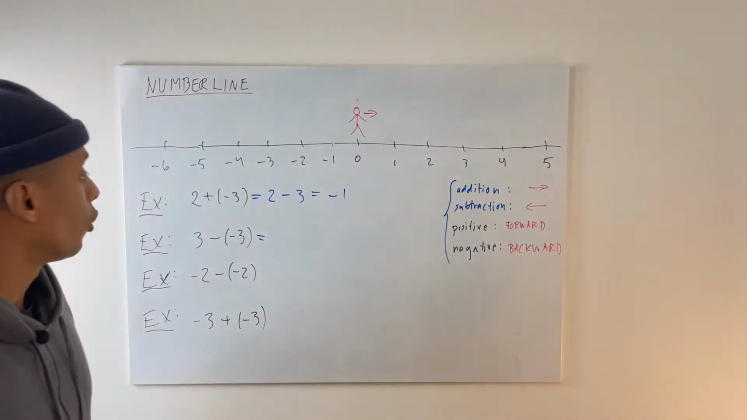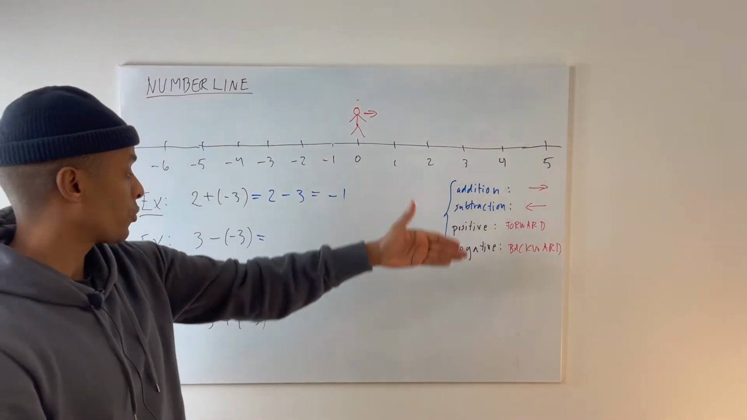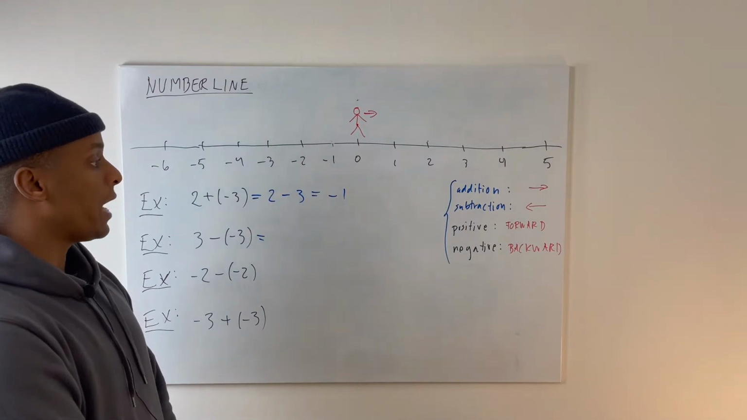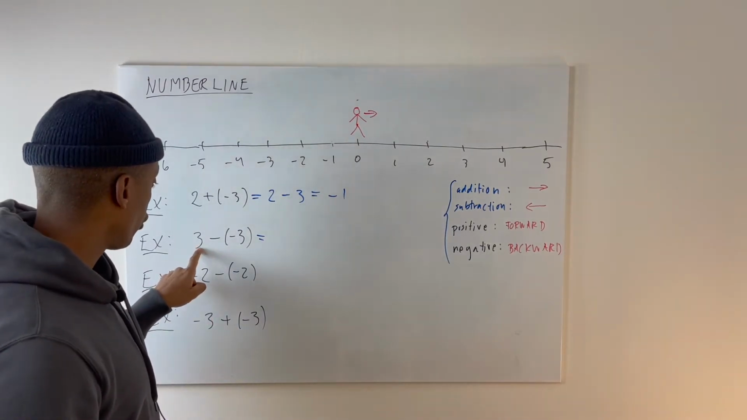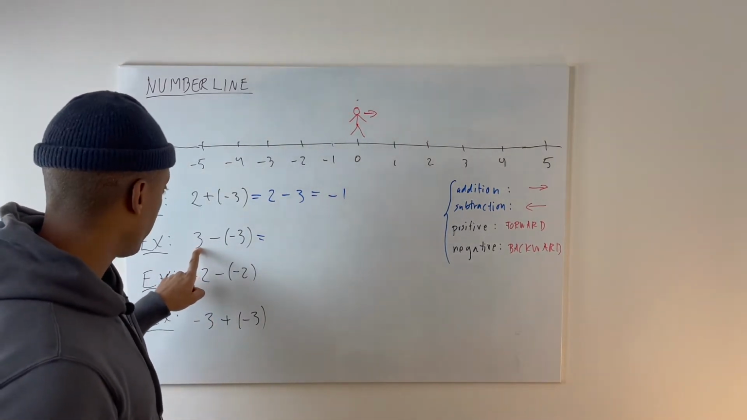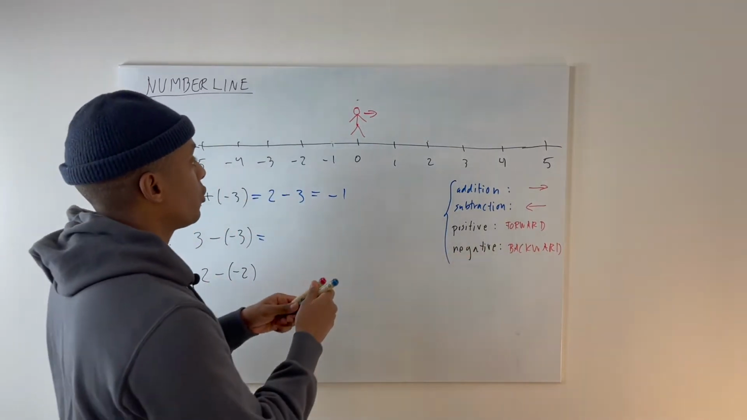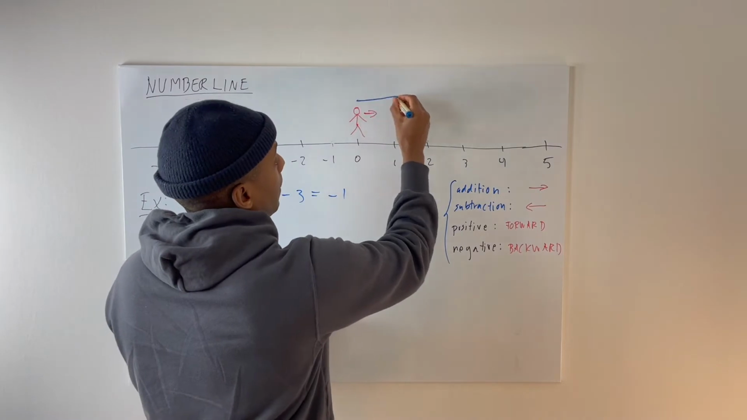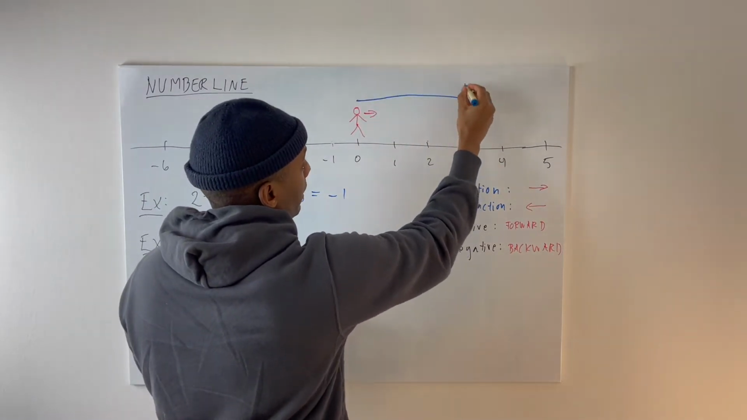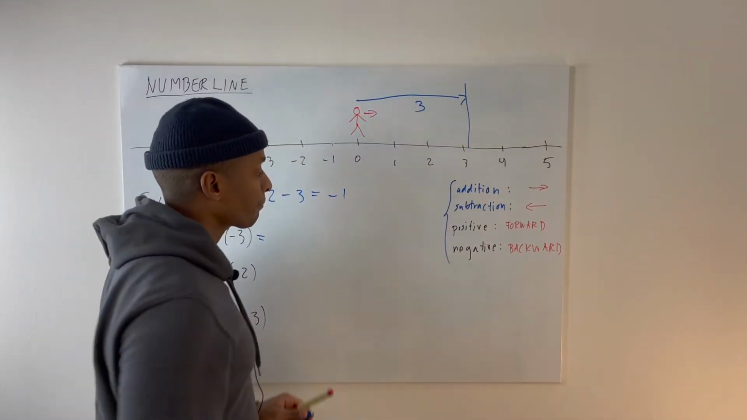Okay? Okay, we start here facing this way. This is how we always start. And now we're gonna go 3. 3 is a positive number, so we're gonna move forward 3 steps. So we go like this. We end up here. That's 3. Okay?